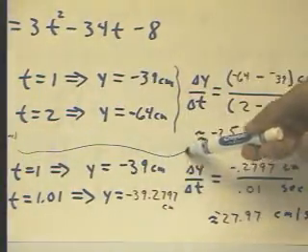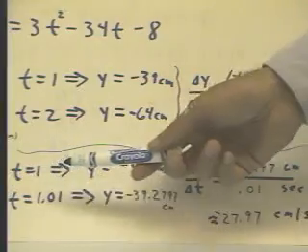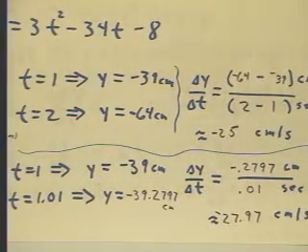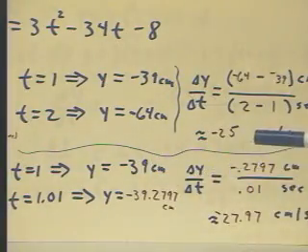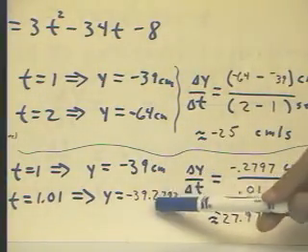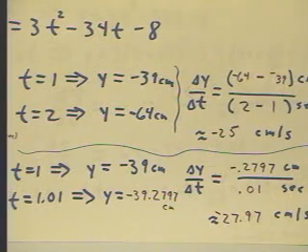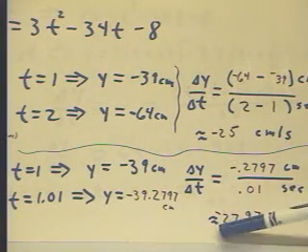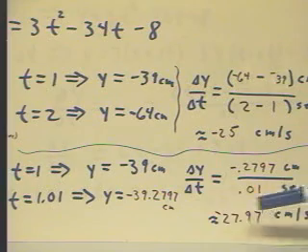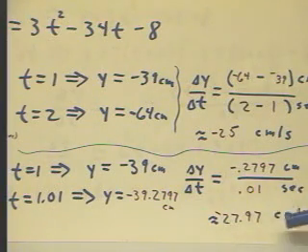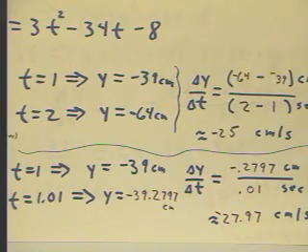If we go between clock time t equals 1 and t equals 1.01, a similar set of calculations gives us negative 39 centimeters, negative 39.2797 centimeters. So our delta y is negative 0.2797 centimeters divided by a delta t of 0.01 seconds gives us an average rate of change of negative 27.97 centimeters per second.